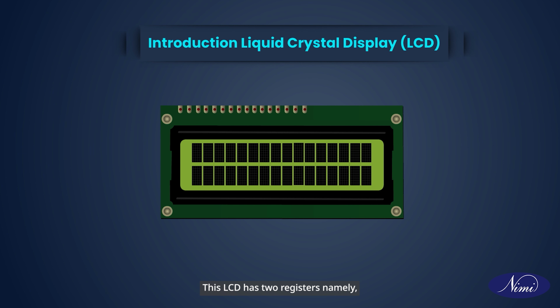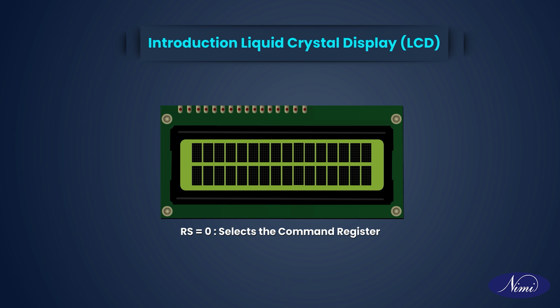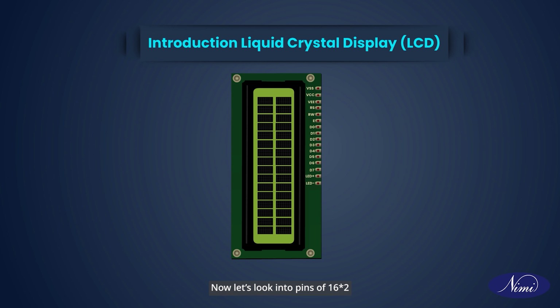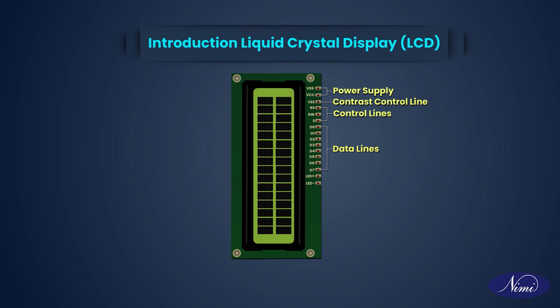This LCD has two registers, namely command and data. The command register stores the command instructions given to the LCD. The data register stores the data to be displayed on the LCD. Now let's look into the pins of the 16 by 2 LCD display. LCD has 16 pins in total. These pins include the data lines, control lines, power supply lines, and contrast control lines.